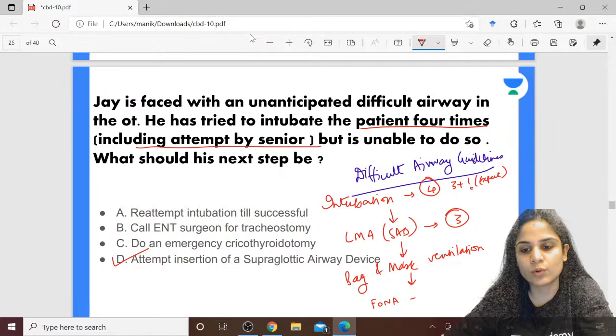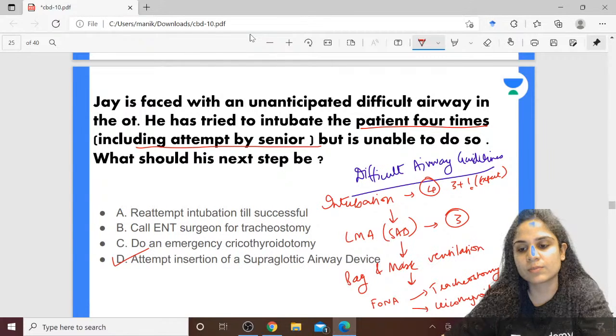That is called as FONA. So, in FONA, I have 2 options. One is I can do a tracheostomy in the patient. And the second thing I can do is a cricothyroidotomy. That is one of the emergency things to be done.